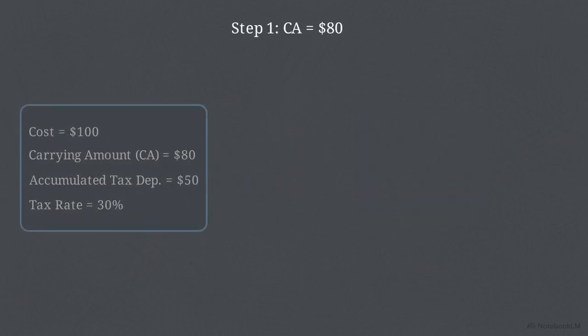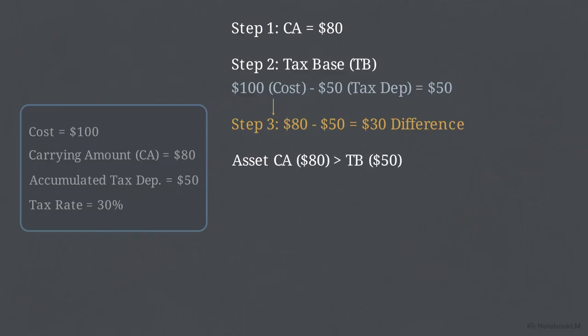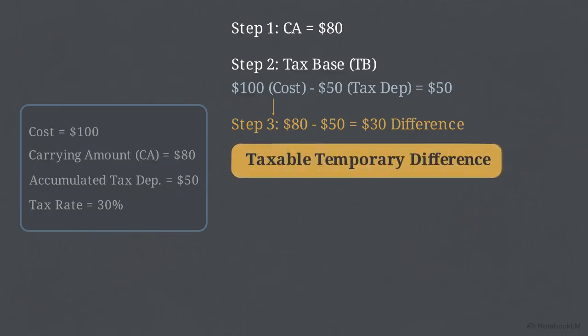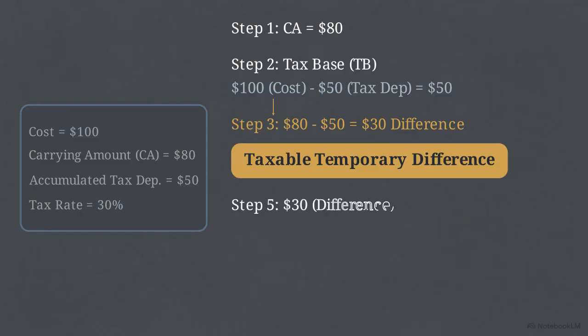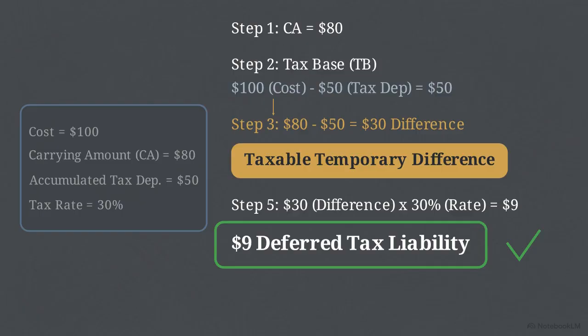Here is the step-by-step breakdown. Step 1. We know the carrying amount is $80. Step 2. We calculate the tax base by subtracting the $50 in tax depreciation from the $100 cost, leaving a tax base of $50. Step 3. We subtract the tax base from the carrying amount to find a $30 difference. For Step 4, we recognize that because the asset's carrying amount is greater than its tax base, we have a taxable difference. Finally, Step 5. Multiplying the $30 difference by the 30% tax rate gives us a deferred tax liability of $9.